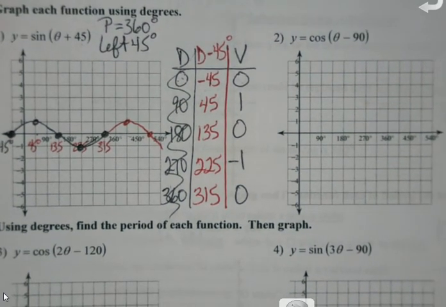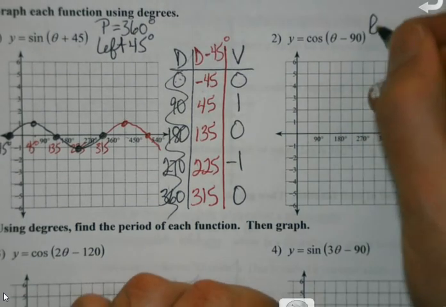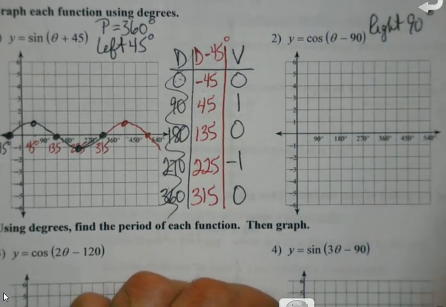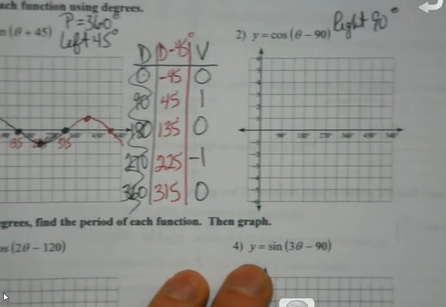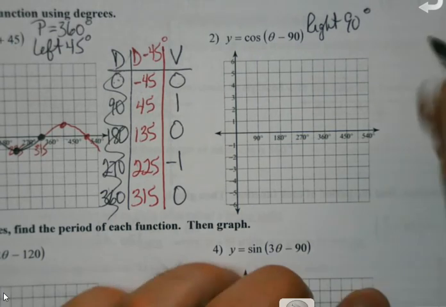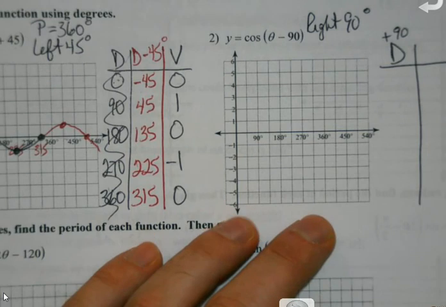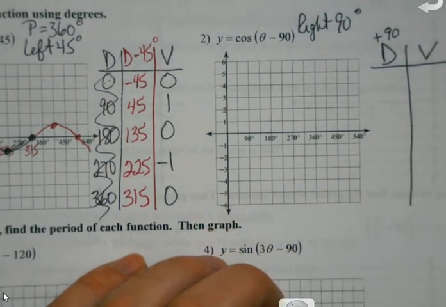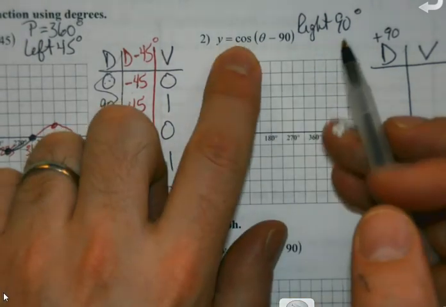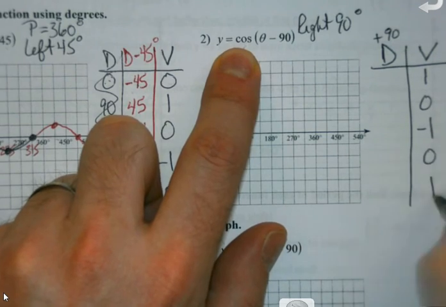Shift a little to the right here. What's my shift in number 2? Okay, right 90. My period's still the same. It hasn't changed. So, I'm going to shift over here a little bit. Let's see if we can do it this time and just go for it. So the degree, I'm going to be adding 90 because I'm going to the right. My values aren't going to change. So my values are going to be the typical base for cosine, which is 1, 0, negative 1, 0, 1.